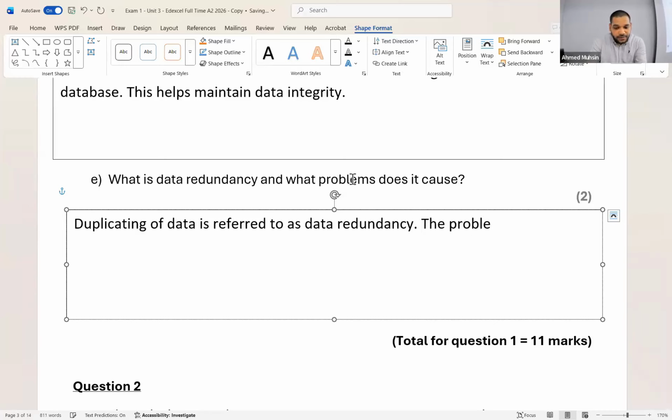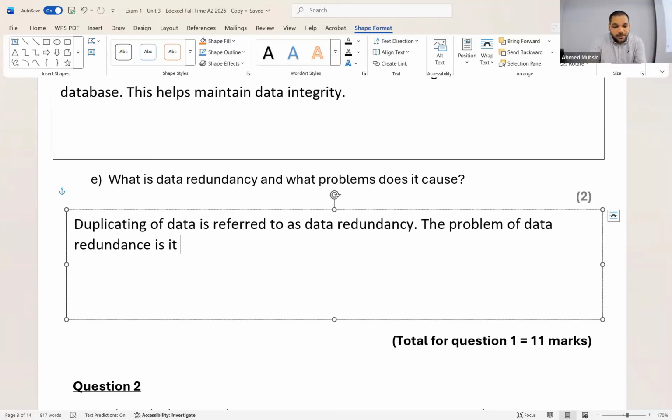The problem of data redundancy is it takes up storage space. It increases your operational costs. You're paying for more storage space now, especially if you're running on cloud storage. You have to pay a monthly subscription fee, right? You're paying a monthly subscription fee for a higher storage amount.